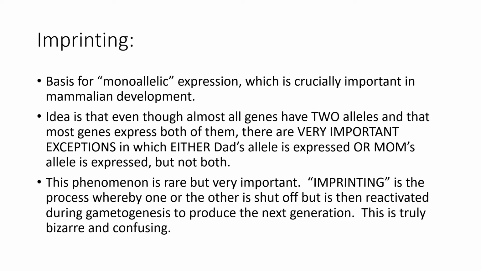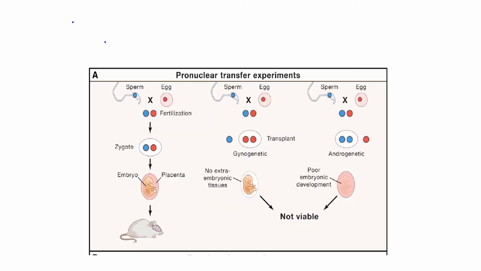It's a process whereby one or the other is shut off, but then it will have to be reactivated later during gametogenesis. The motivating thing here is that a long time ago people were doing pronuclear transfer experiments, during which we learned that a zygote needs to have a paternal genome and a maternal one. Your standard mating of one sperm and one egg gives you one nucleus from dad and one from mom, and that gives rise, of course, to a normal embryo.